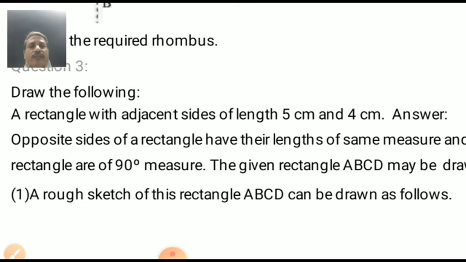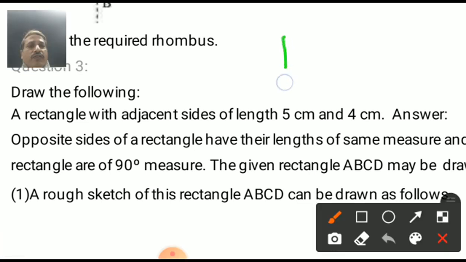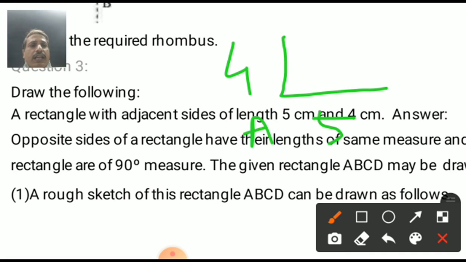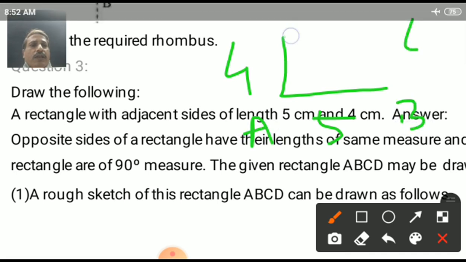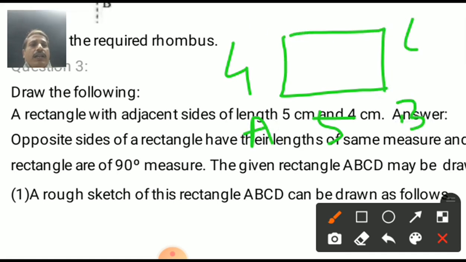Rectangle's adjacent sides, students. Once again I want to remind you, adjacent side means this one. This is 5 cm and this is 4 cm. Name is not given. You can select any name as you wish. Try to draw ABCD. Outside here is also C and D. So A to B is 5 centimeter and A to D is equal to 4 centimeter. Adjacent sides are given, that's why here, not opposite sides.